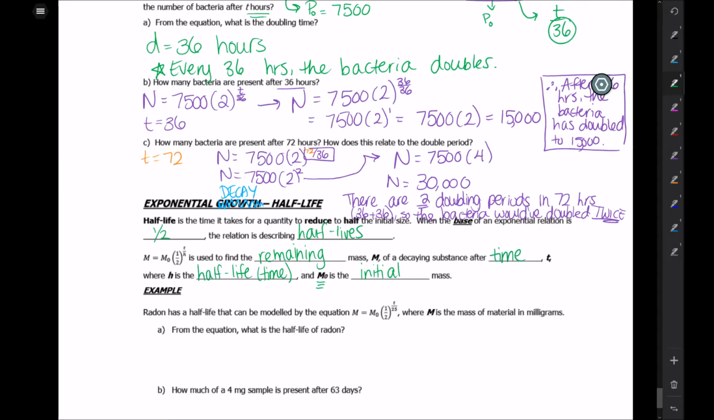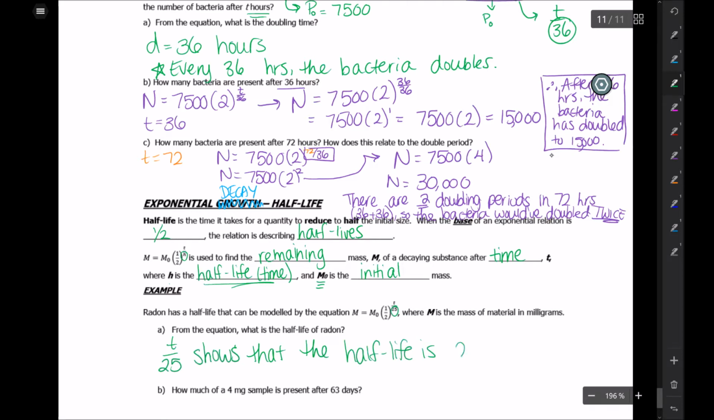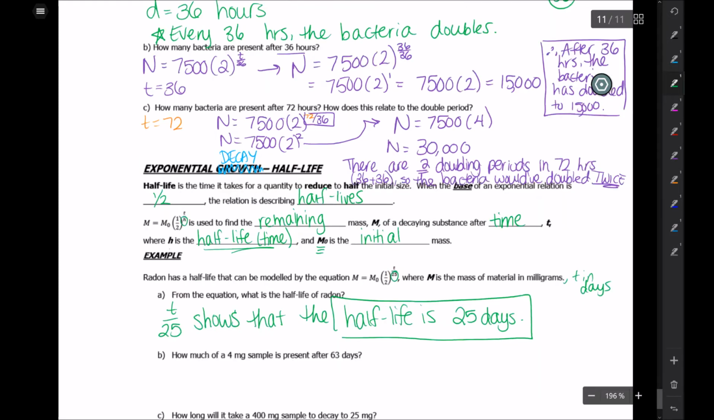Okay, so right here, our half-life, our time, is always the h value, and the h value right here is always this number right here, so it's 25. So t over 25 shows that the half-life is 25. And we need to know what the unit is. It doesn't say in the problem what the unit is, but it should tell you that t is measured in days. Okay, so our half-life is 25 days. You're not expected to know what the unit is. It will be given to you in a problem.